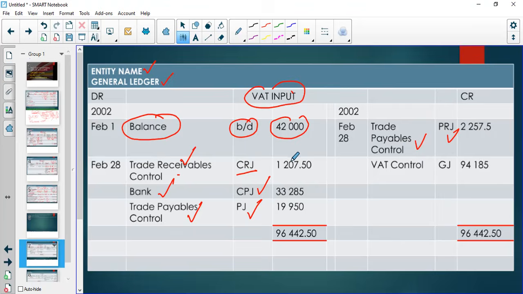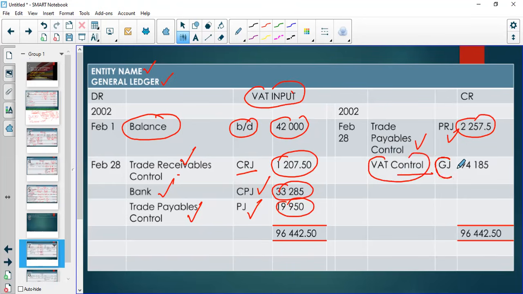what is this? This was the settlement discount granted, right? Then this was the cash purchases. This was the credit purchases. This is the purchases returns. And like I said, if we are closing off to the VAT control, then we use the VAT control and the general journal. But if we have to pay VAT the following month, then we have to say balance carried down here and the balance brought down here.